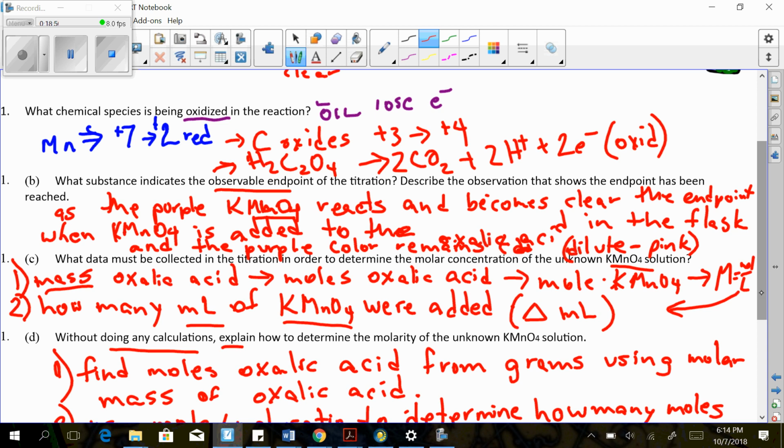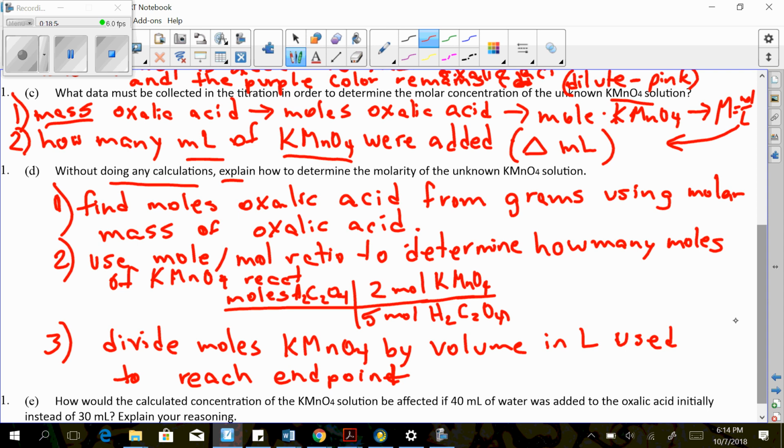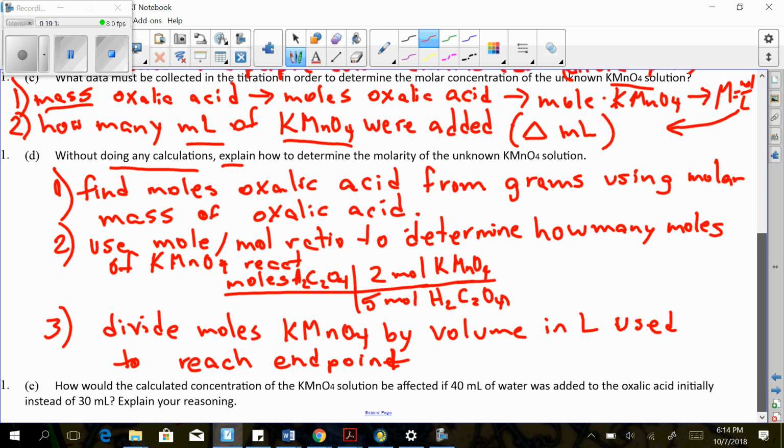And then part D. Part D is worth 3 points. 1 point for each of these labeled steps. Finding the number of moles from the grams, using the mole-to-mole ratio to determine how many moles of potassium permanganate from the oxalic acid, and then the last step to find the molarity by dividing the number of moles you determined in the previous step by the volume in liters to reach that end point.